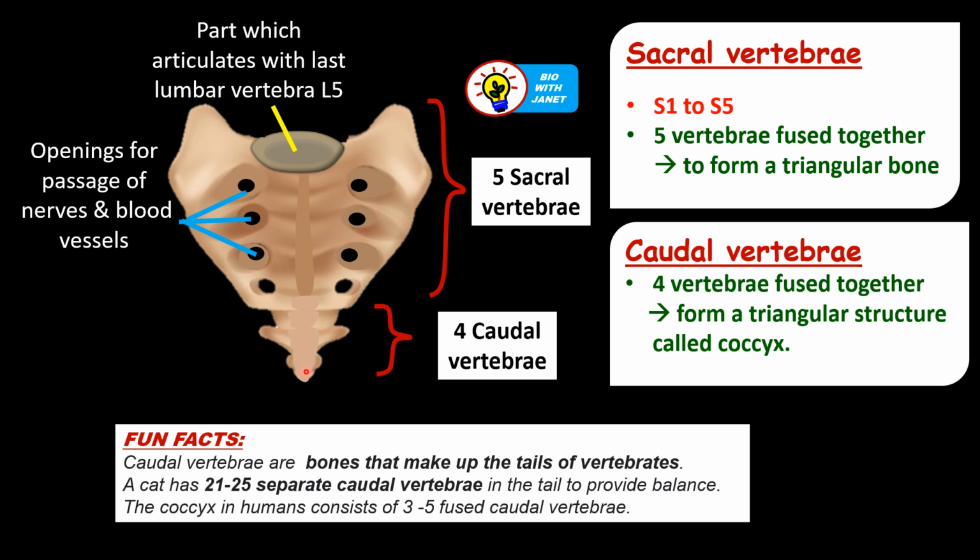Especially when it's jumping or running. Now, the coccyx in humans consists of the 4 vertebrae that are fused here. But it doesn't have any particular function like in a cat, because we don't use these caudal vertebrae for balance.